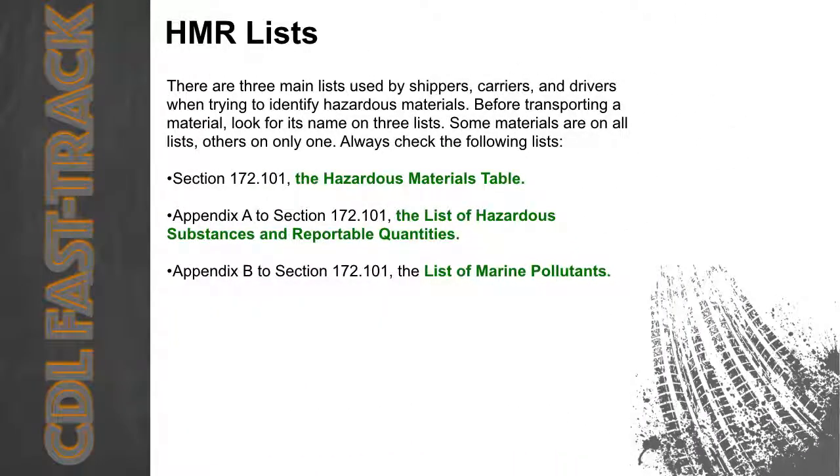HMR lists. There are 3 main lists used by shippers, carriers, and drivers when trying to identify hazardous materials. Before transporting a material, look for its name on 3 lists. Some materials are on all lists, others are only on one. Always check the following lists. Section 172.101, the Hazardous Materials Table. Appendix A to Section 172.101, the list of hazardous substances and reportable quantities. Appendix B to Section 172.101, the list of marine pollutants.